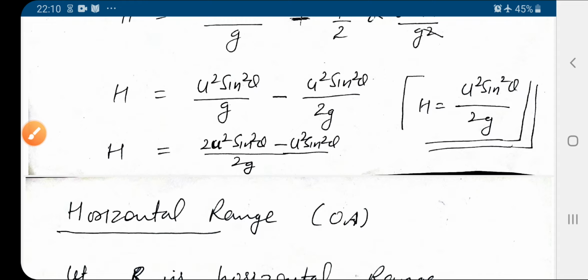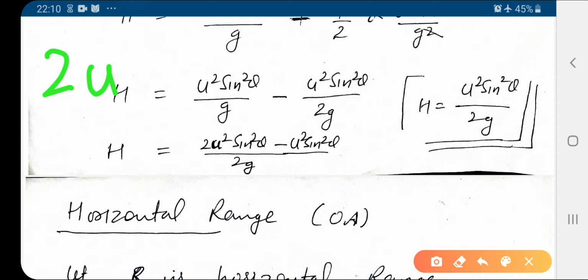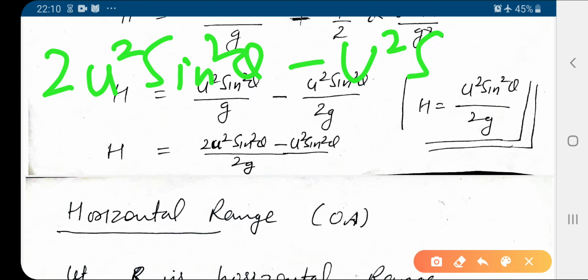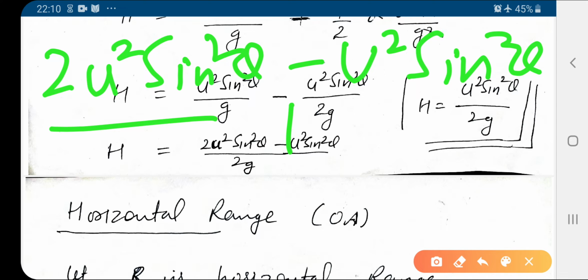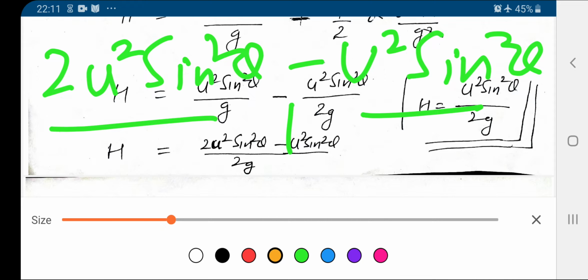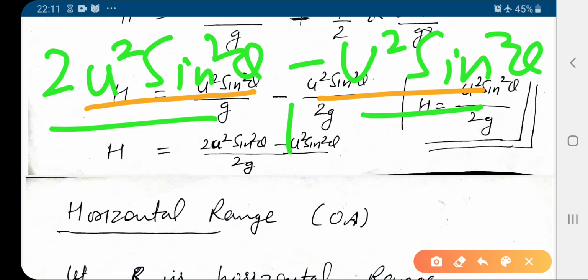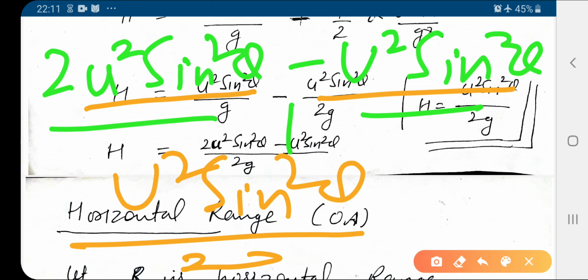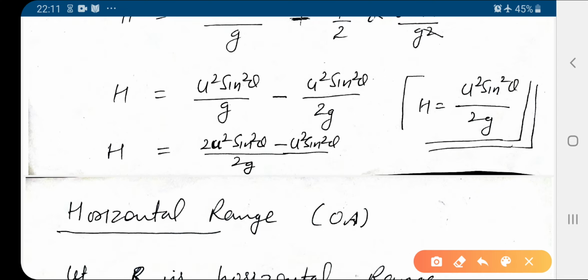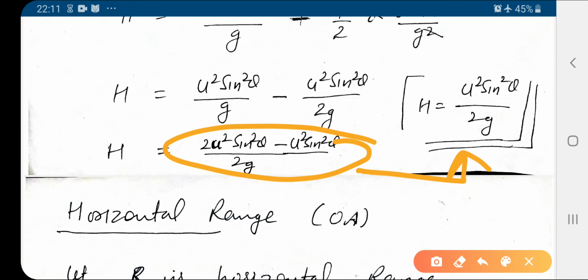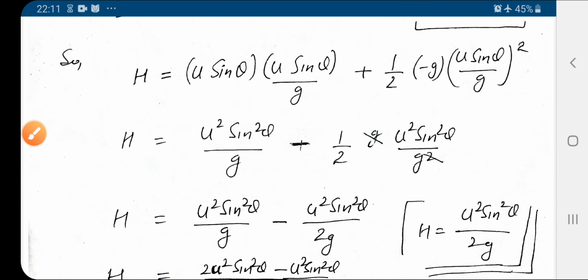Simply 2 u square sin square theta minus u square sin square theta, these two terms give us 2 minus this single term. See, this value is double here and here is single, so we will get u square sin square theta and in the denominator the same 2g. So this is the result. So after subtracting these we get this H. So that is the maximum height from the second equation of motion.